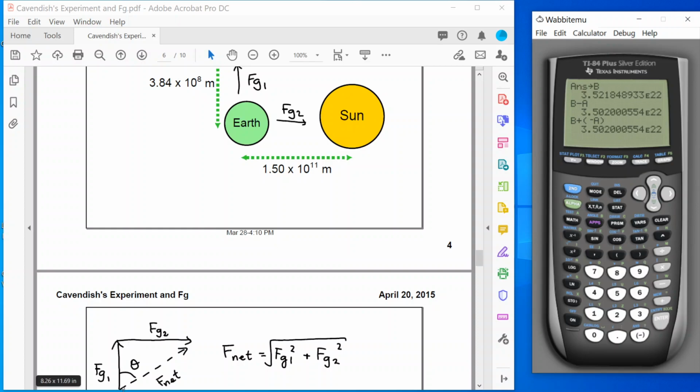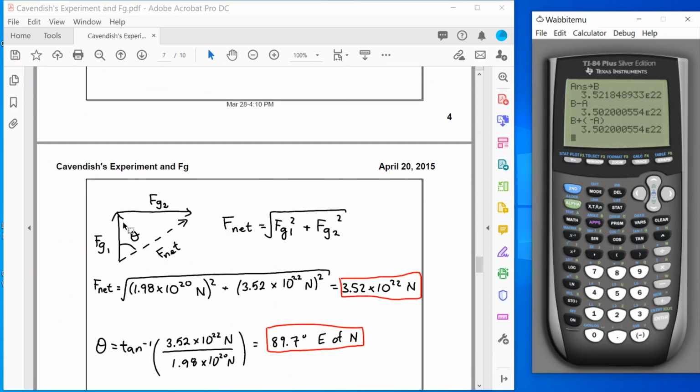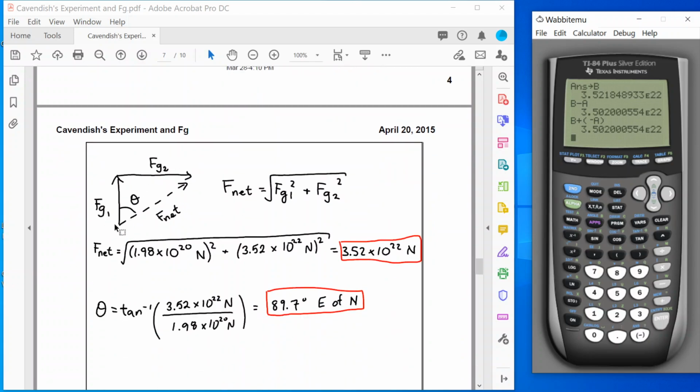So check it out. I've actually lined up Fg1 and Fg2 tip to tail. Fg1 still points up in both diagrams, Fg2 still points right in both diagrams. I've just redrawn them here so that they are tip to tail right there. And then this dotted line is the resultant, which is really F net. So to calculate F net, we're really just doing a squared plus b squared equals c squared. And so F net is the square root of a squared plus b squared. And that is where the 3.52 times 10 to the power of 22 came from.